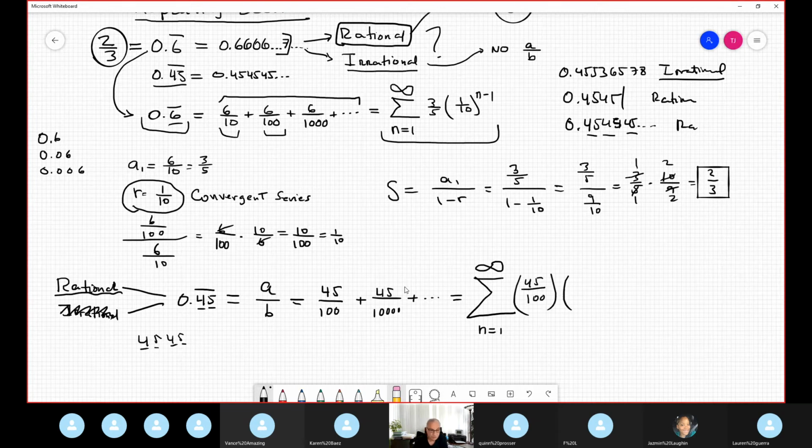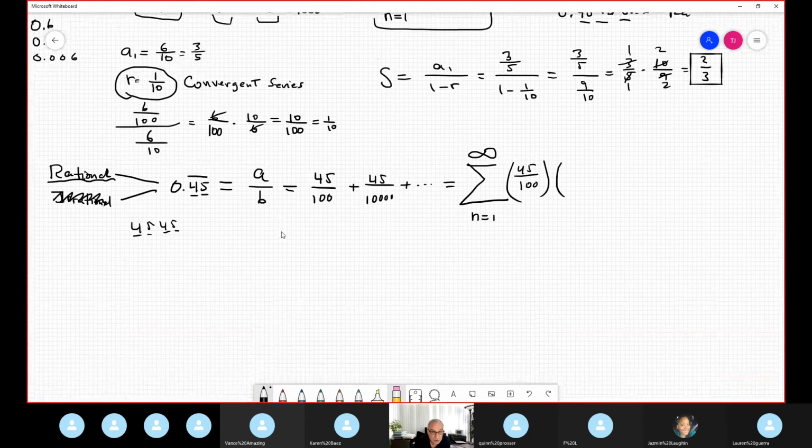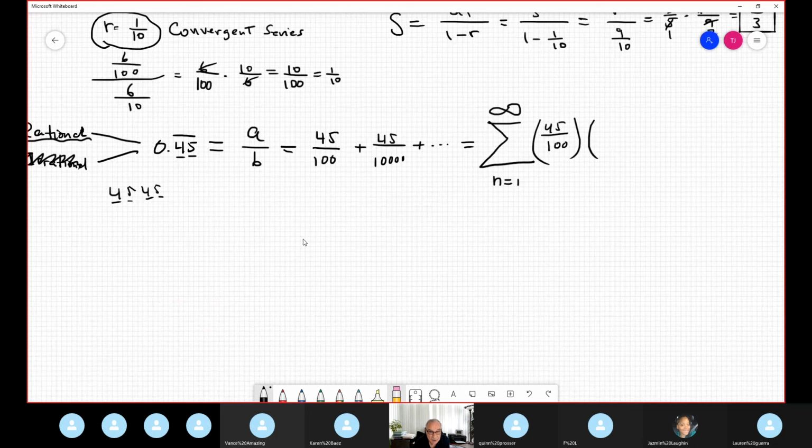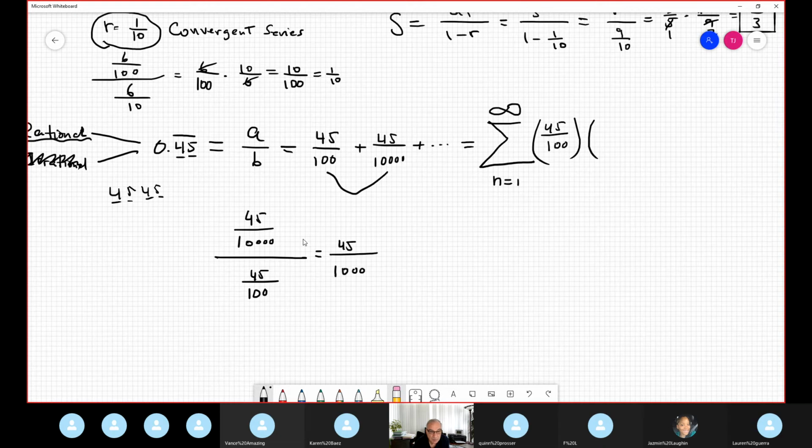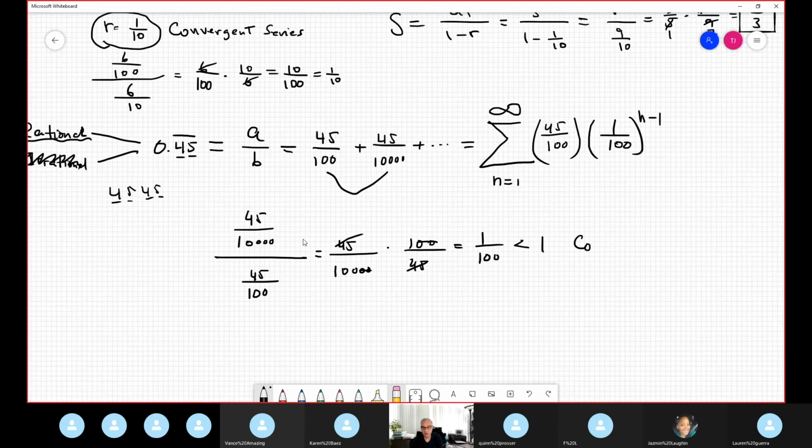And the common ratio, look at that. You divide this one by this one: 45 over 10,000 divided by 45 over 100. This is 45 over 10,000 times, flip it, 100 divided by 45. The 45 cancels, and the zeros cancel out, leaving only 1 over 100. And this is the common ratio, raised to the n minus 1. So the common ratio again is less than 1. It's convergent.